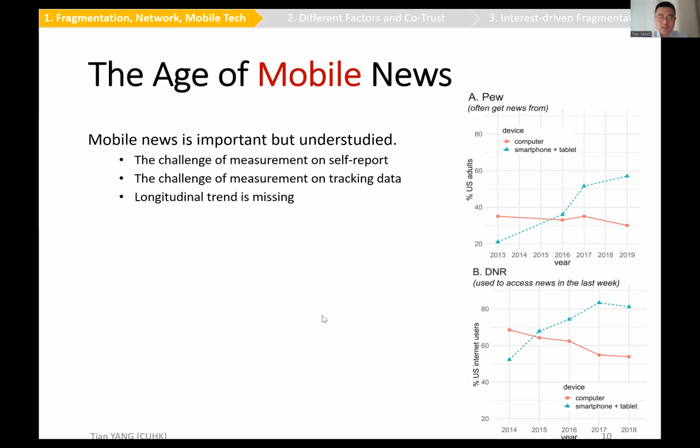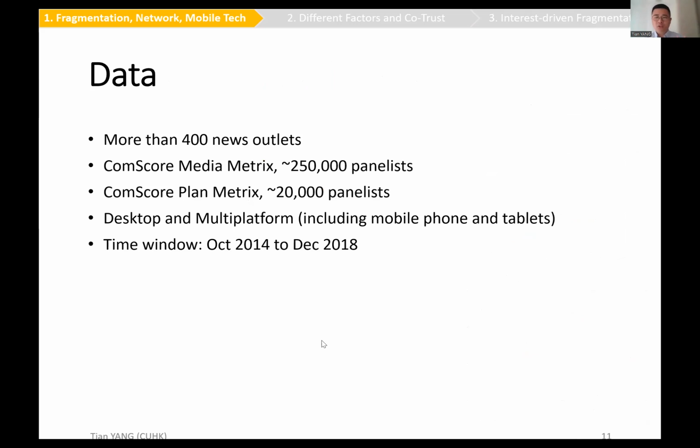Okay, so before I start the method, let me briefly talk about the data. We look at more than 400 news outlets and observe more than 200,000 panelists each month between October 2014 and December 2018. This is a five-year time window. For each panelist, we put meters on their devices, which include both desktop devices and mobile devices. So this could avoid the issue of self-reported bias that we would have if we used a survey. And we also have the mobile traffic there.